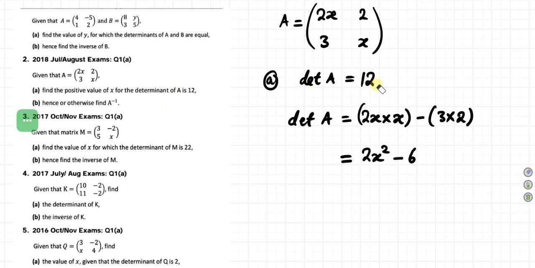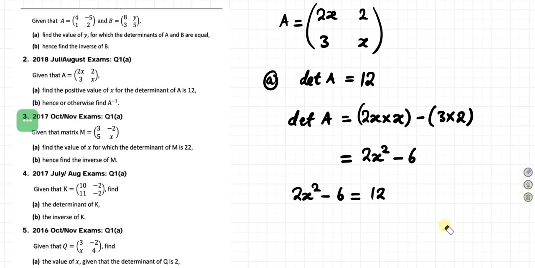Okay, so it means using this, the determinant is this, but in the question they've told you that also the determinant is that. So you pick this and this, they are equal, because the determinant they've given you of A is that, and you have found that the determinant of this is that. So you equate this and this. So I'll say 2x squared minus 6 is equal to this 12 here.